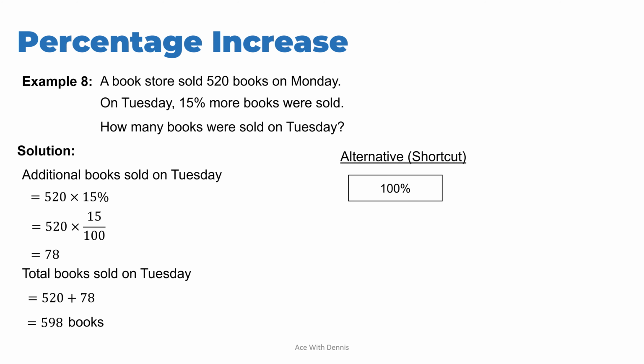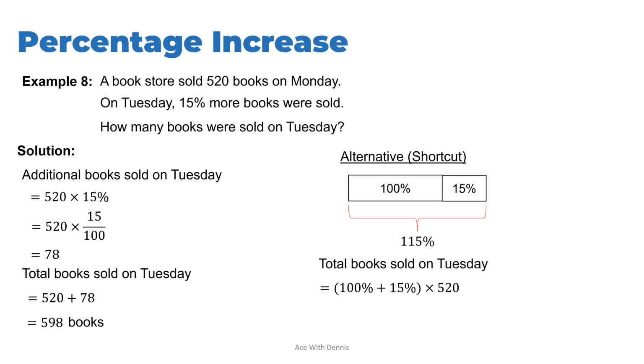So this is 100%, right? And additional 15%, which means in total it is 115%. So to find the total books sold on Tuesday, we just need to take 100% plus 15% times 520, which is 115 over 100 times 520, and the result is 598 books.